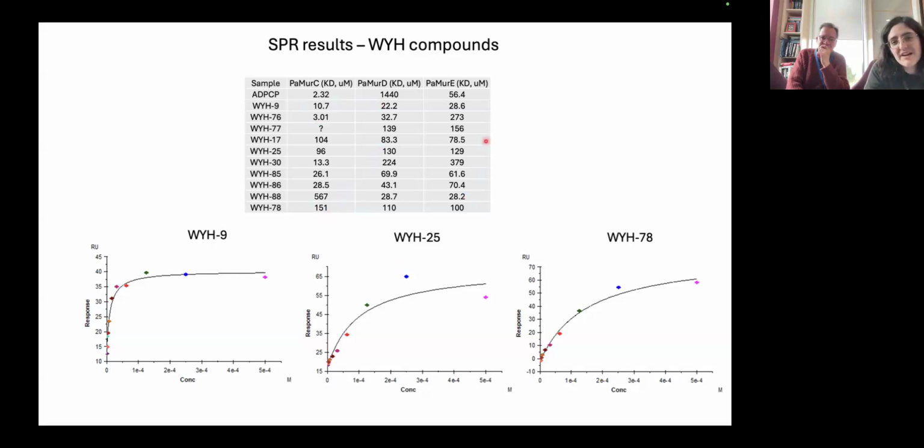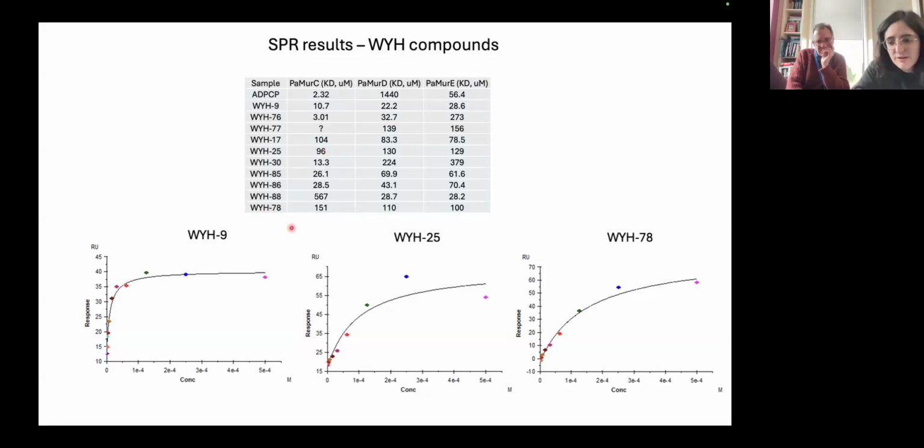Also, we need to keep in mind that this is an immobilized protein, and we don't know how good the correlation is. And I don't think it is very good from what I'm going to show you next. So this is 25. Let's remember 96 as the KD for Mercy.